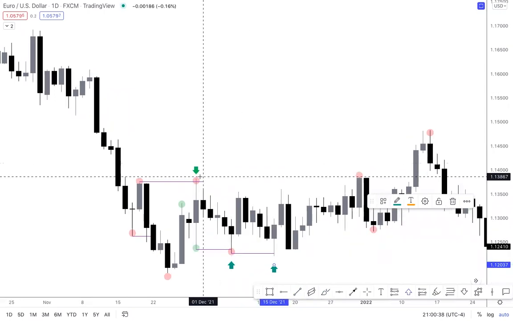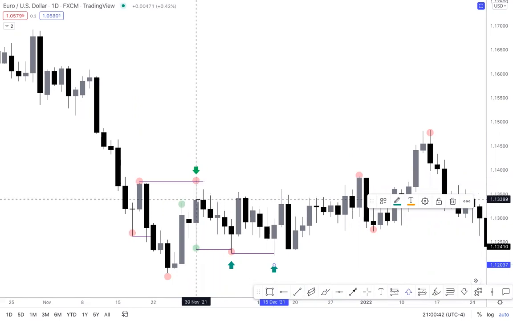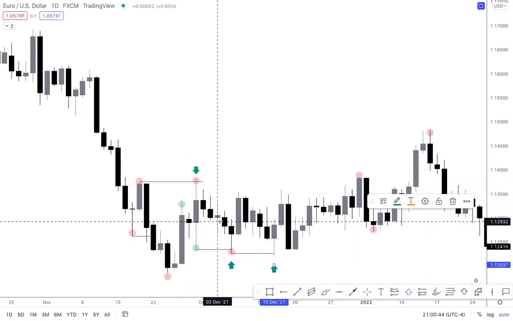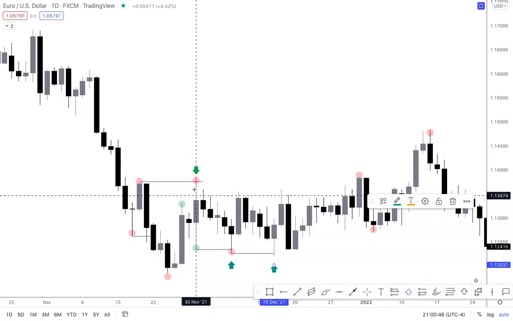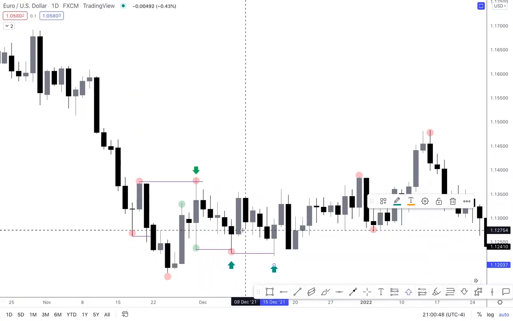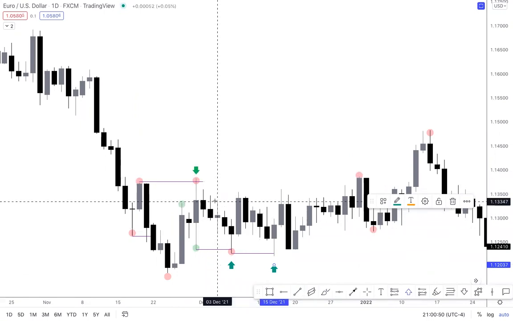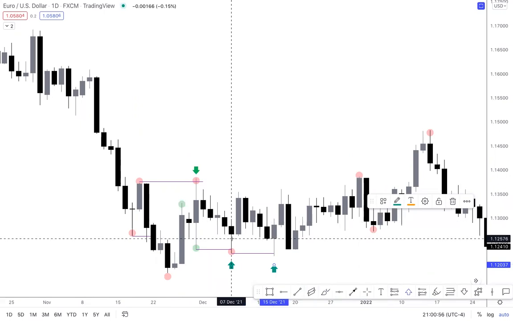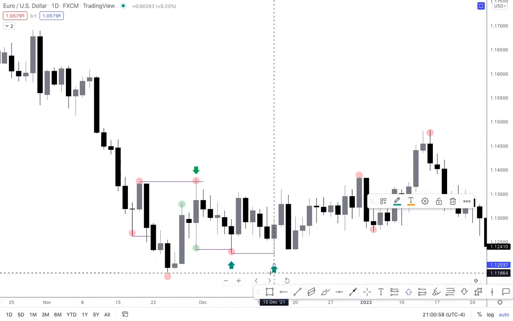I want you guys to notice that when we wick an inducement like so, look how the market trends down for multiple days, right? After we have trapped price here, the market has 1, 2, 2.5.